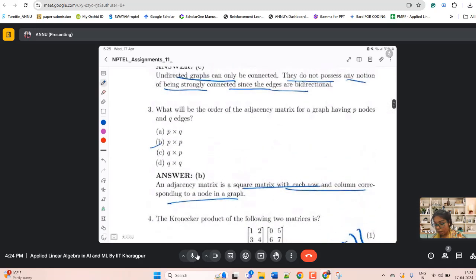Now tell me the Kronecker product of these two matrices. Write in the chat box.